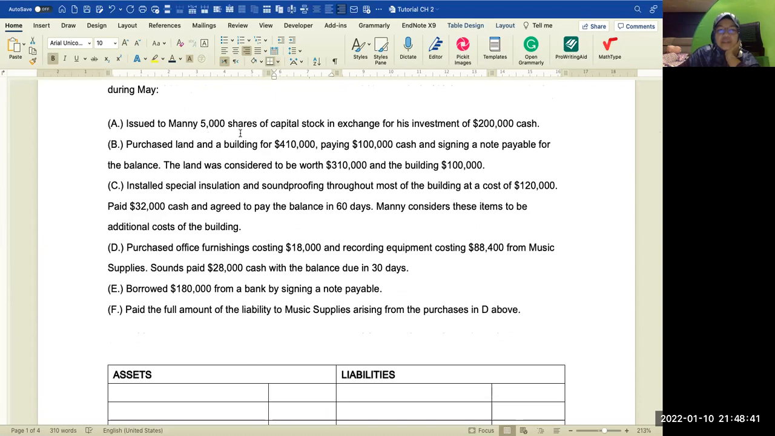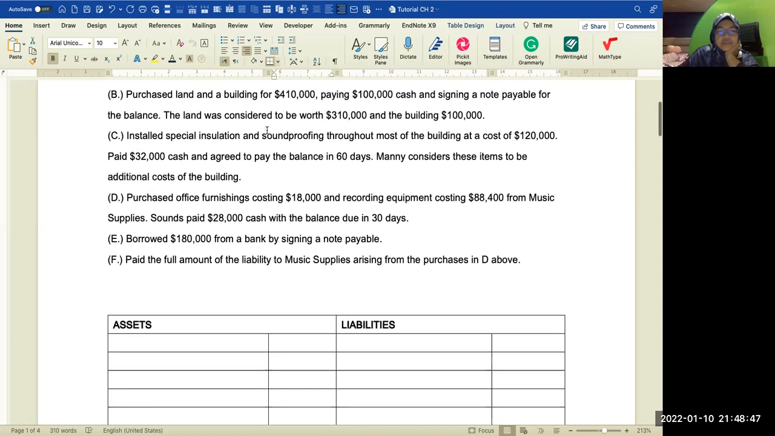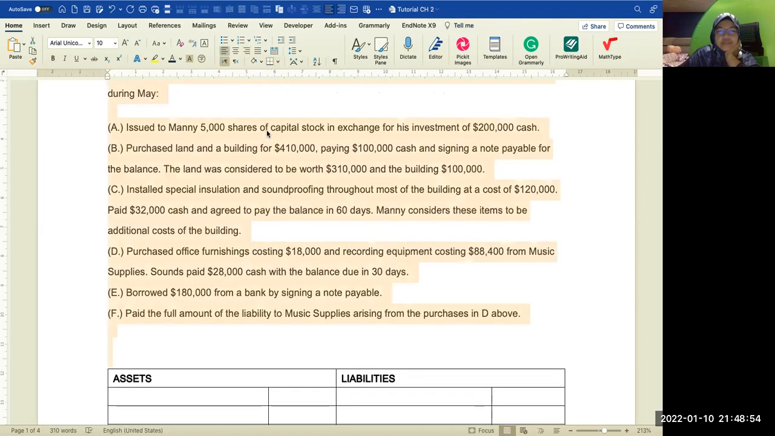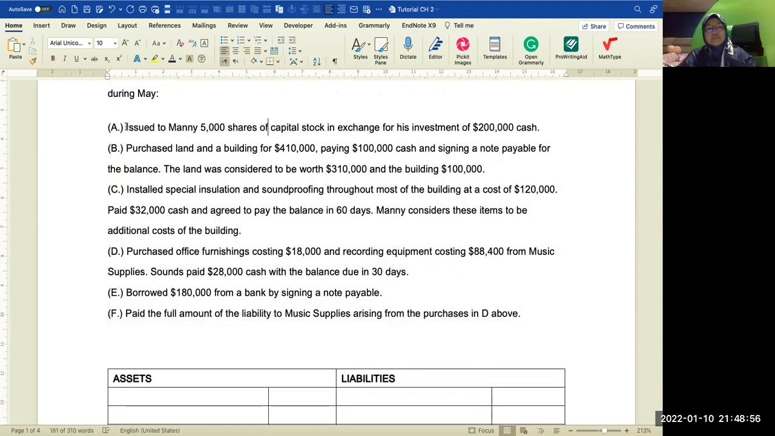Issued to Hakim 5,000 shares of capital stock in exchange for investment of 200,000 cash. Hakim? Okay, Hakim is not here. Maybe, I'm not sure. I am here. I'm sorry.